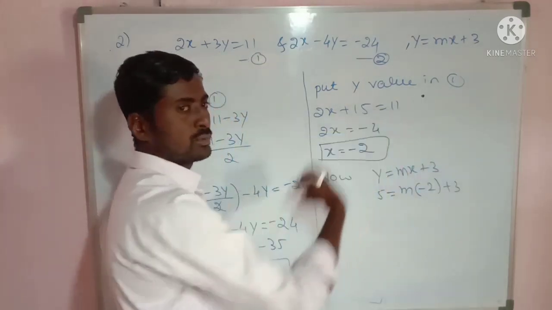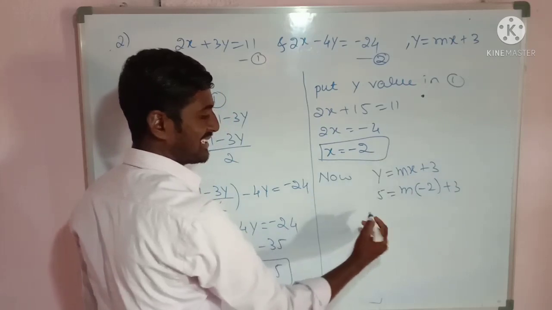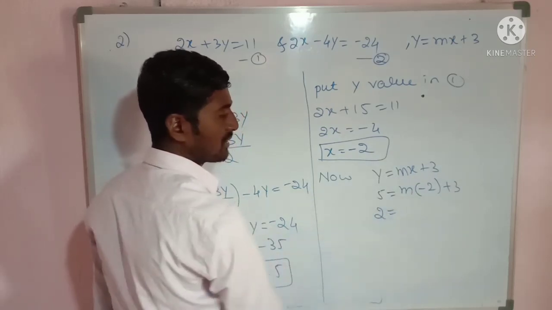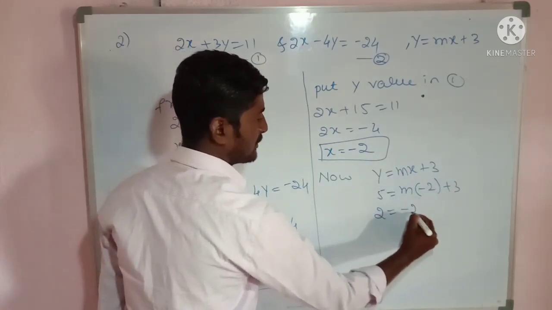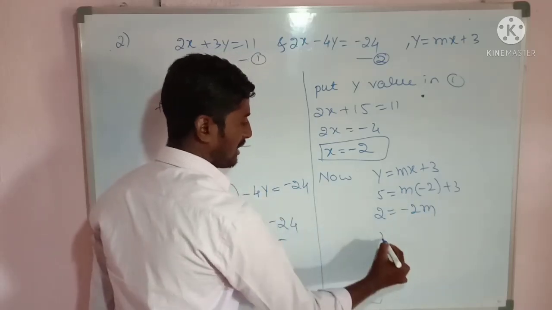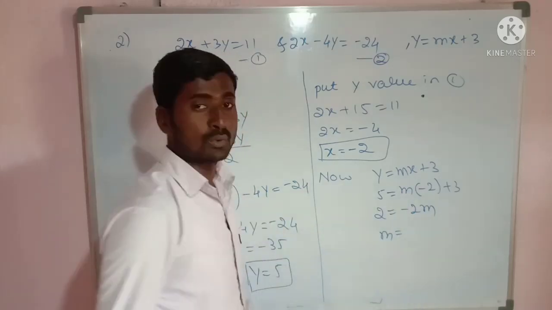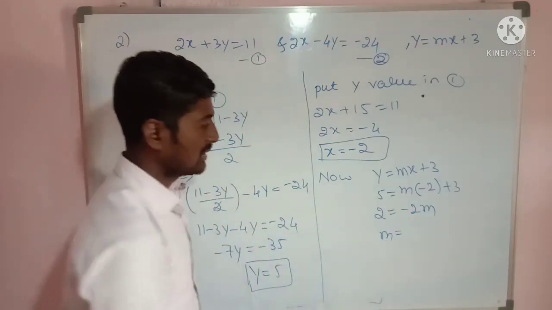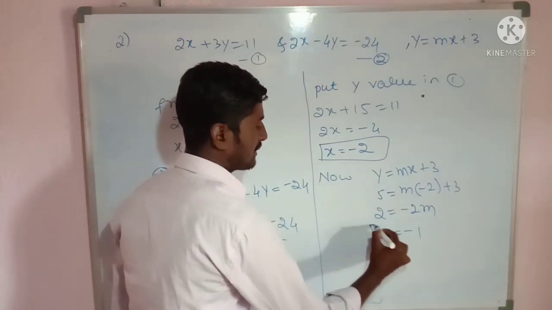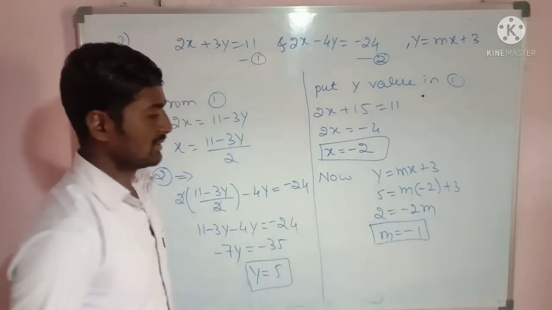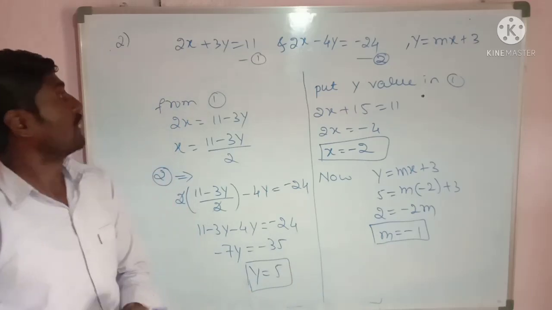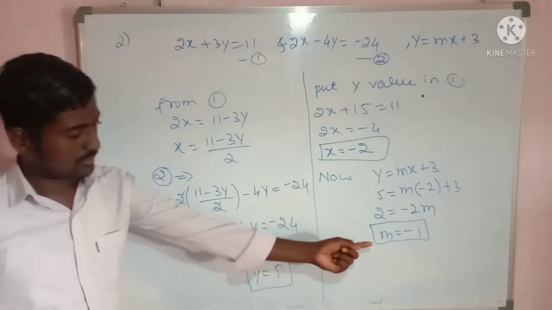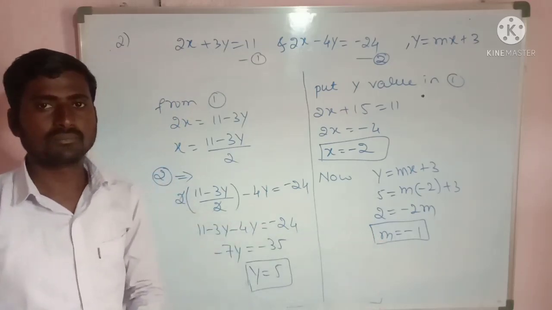Y is 5. M into x value is minus 2, plus 3. Now I'll take this 3 to the left side. 5 minus 3, that is 2. This will be minus 2m. Now I want m. So m is equal to 2 divided by minus 2. So that is equal to minus 1. Okay. So this is how we can solve to find the value of m.